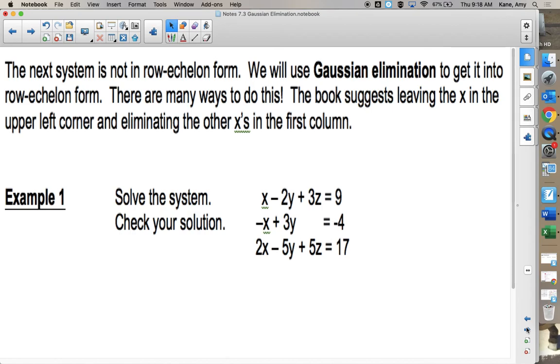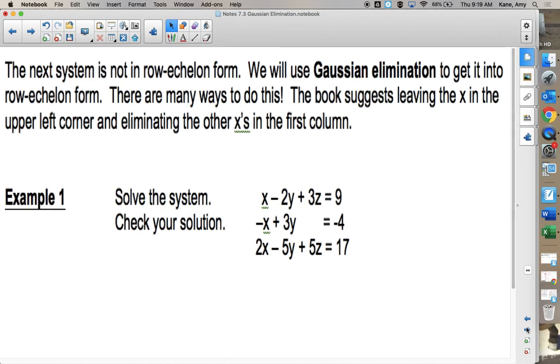The gentleman who created this process is called Karl Gauss. It's actually Carl Friedrich Gauss. But he found a way, using elimination, to systematically work through problems with multiple variables to help you eliminate a term or a variable from the problem so that we can get it into this row echelon form. It does say there are many ways to do this. Of course, with math, there's one right answer, but as we saw in the trig and those identities, there are many ways to get to that one right answer.